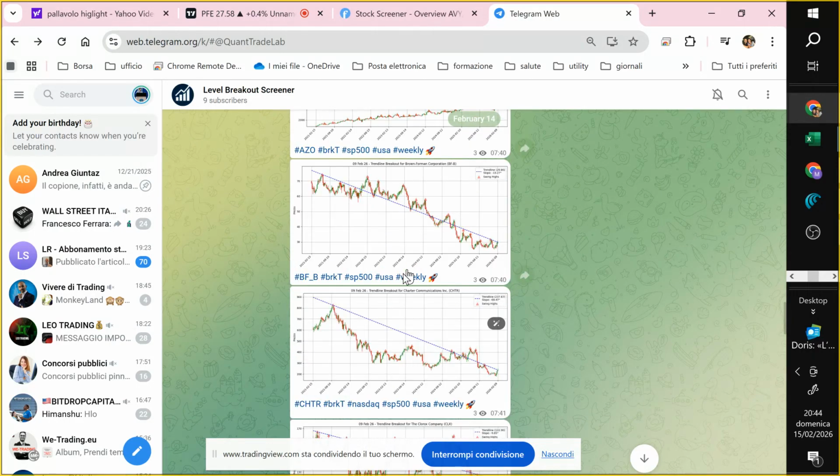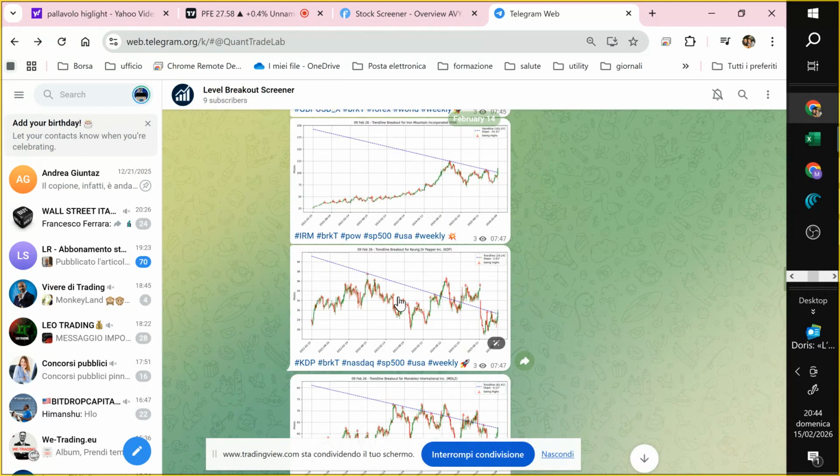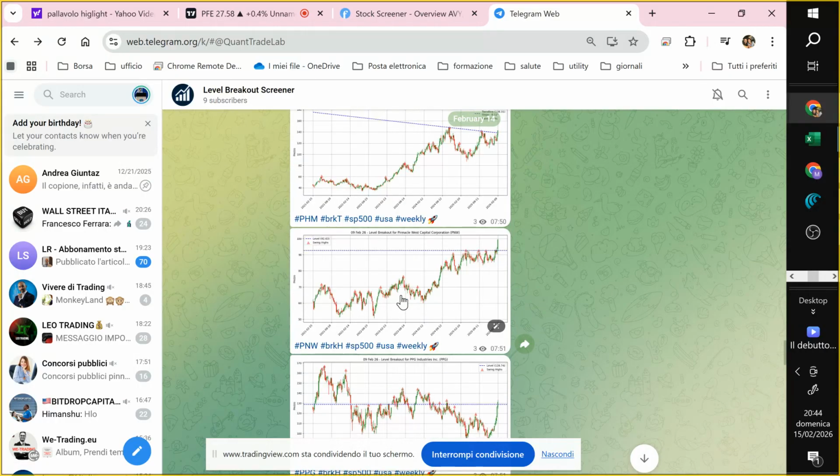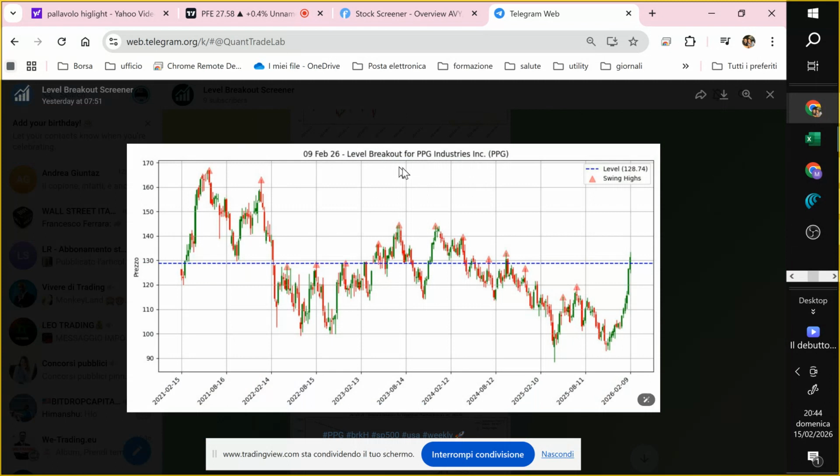Our approach is based on two primary breakouts. The first one is the horizontal level breakout, where we focus on the break of a key resistance level that previously held the price action. These breakouts tend to be more stable and statistically more consistent compared to trendline breaks.